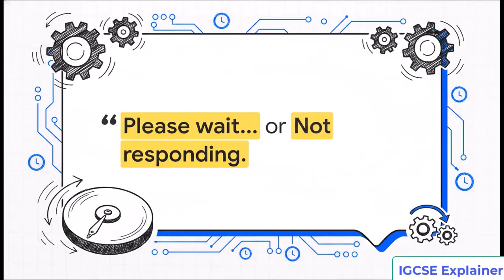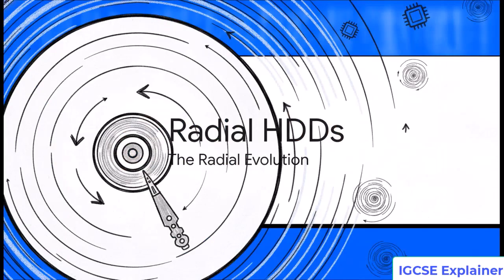You are quite literally just waiting for a physical machine to spin around to the exact right spot. Crazy, right? Section 4. HDDs and the radial evolution.